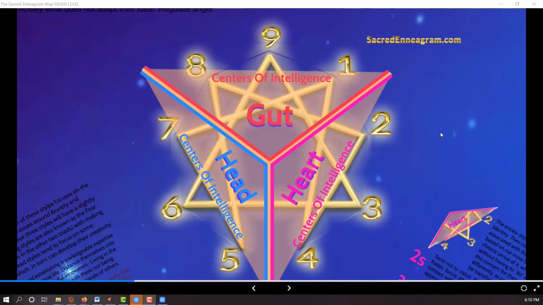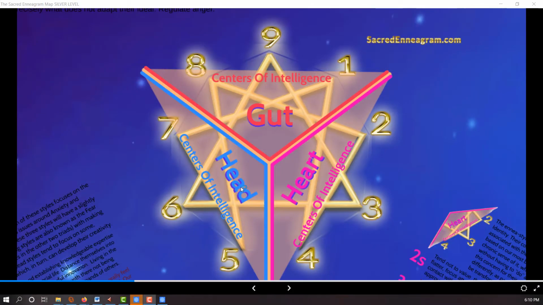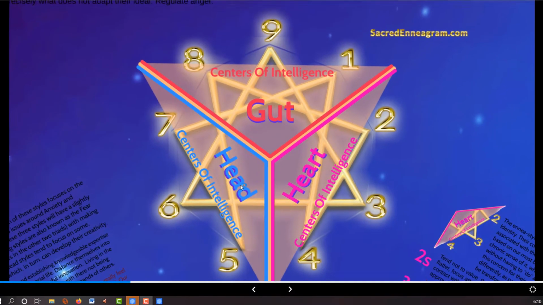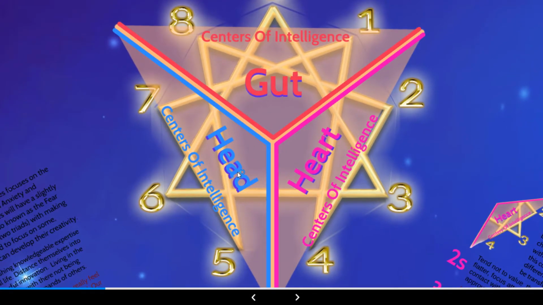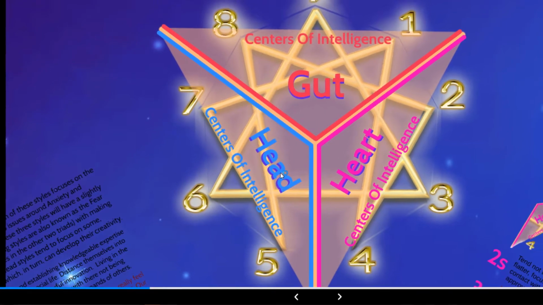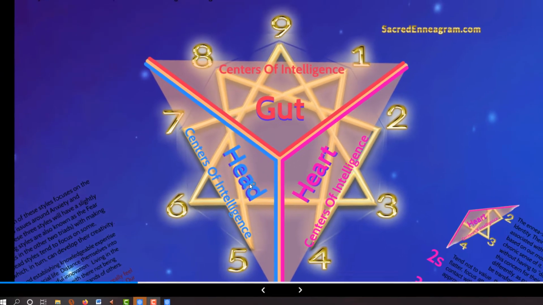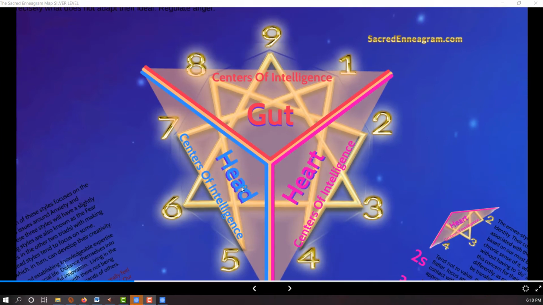The Enneagram acknowledges 3 centers of intelligence. We have the head, the heart, and the gut. In other words, we have 3 brains. It's also been found in science by Robert Cooper that we actually do have 3 brains. We have the instinctual root brain, the emotional limbic system brain, and the cerebral cortex thinking brain.